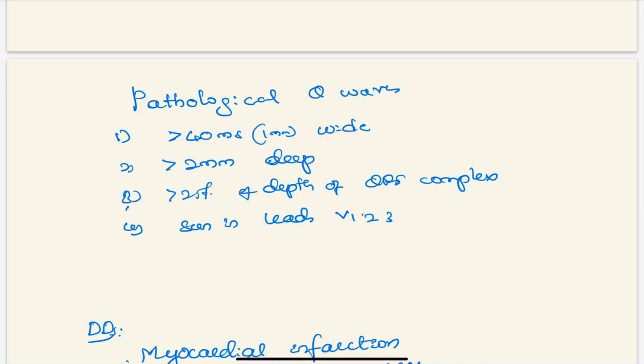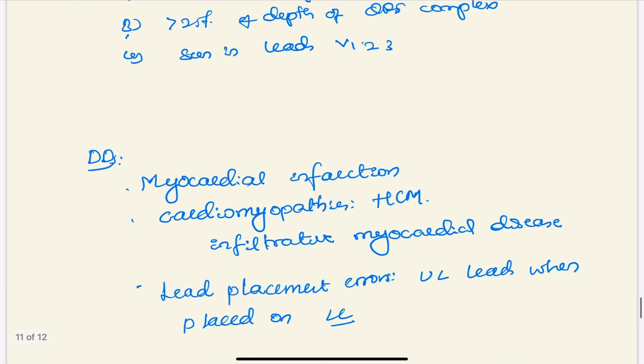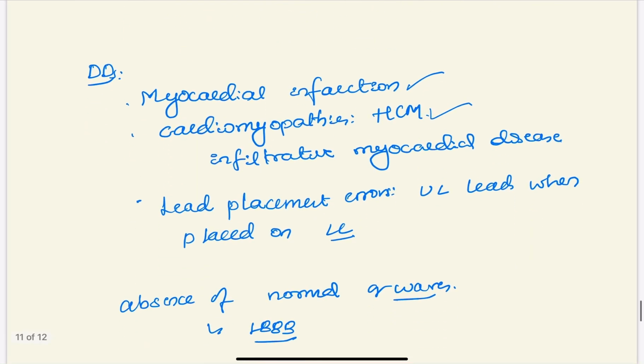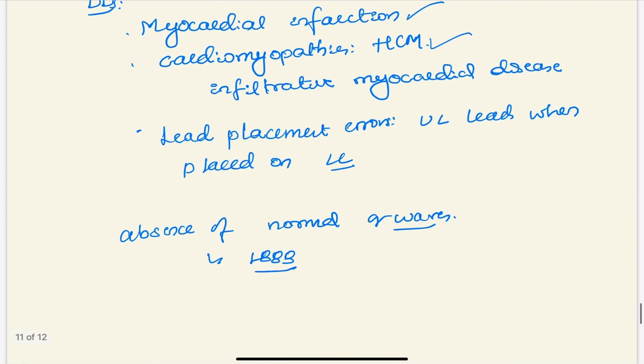So where do you see pathological Q waves? One is myocardial infarction, as I said previously, cardiomyopathy, hypertrophic cardiomyopathy, infiltrative cardiomyopathy, and lead placement errors. When upper limb leads are placed on the lower limbs, you get these Q waves. So absence of a normal Q wave is also pathological. Absence of normal Q waves you see in left bundle branch block.